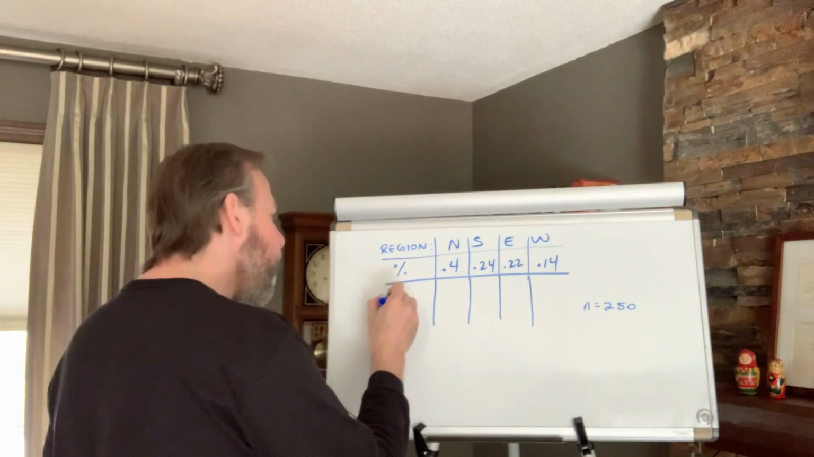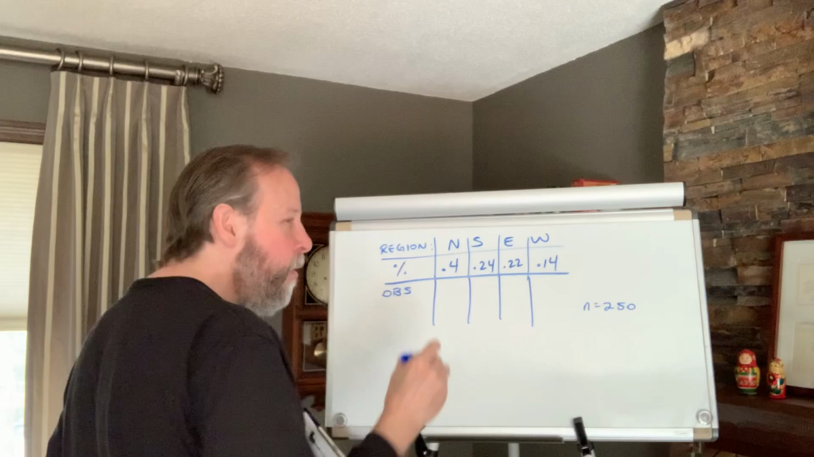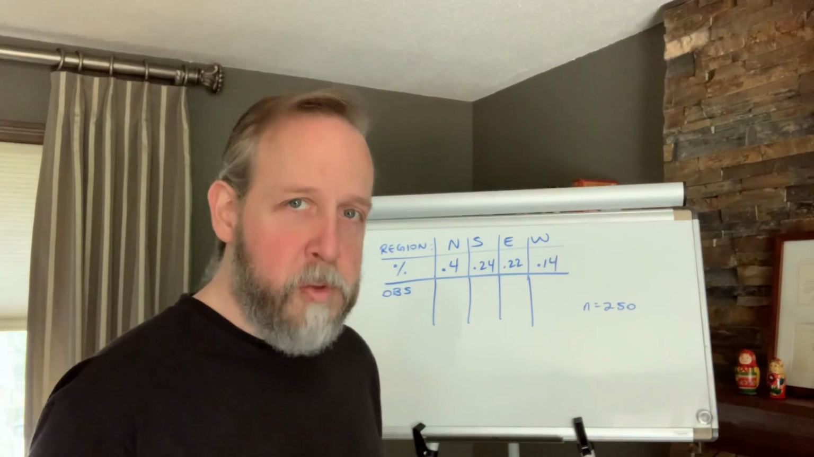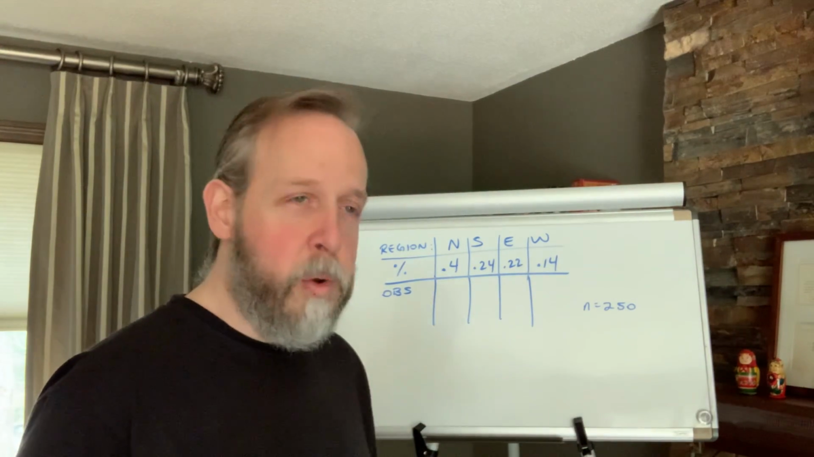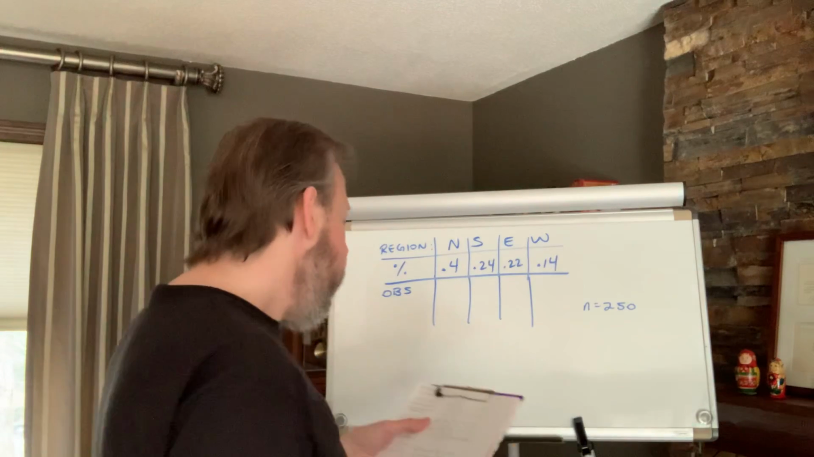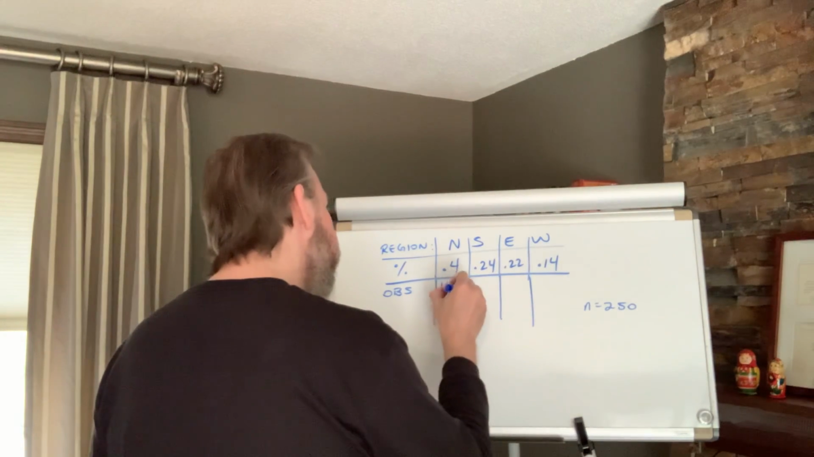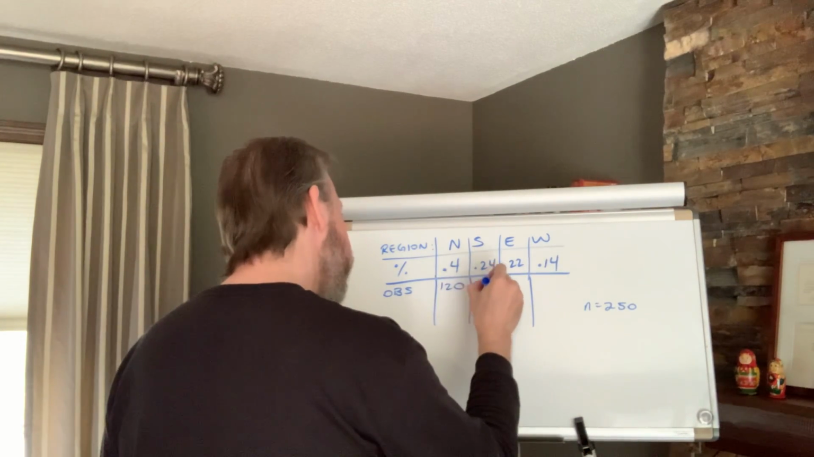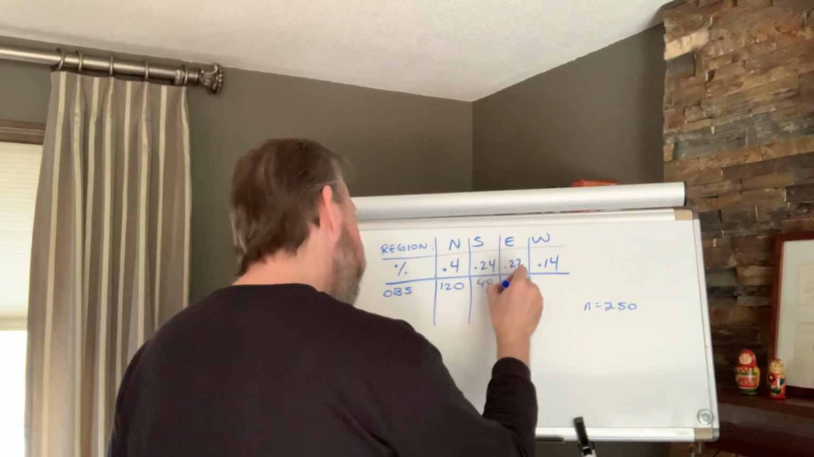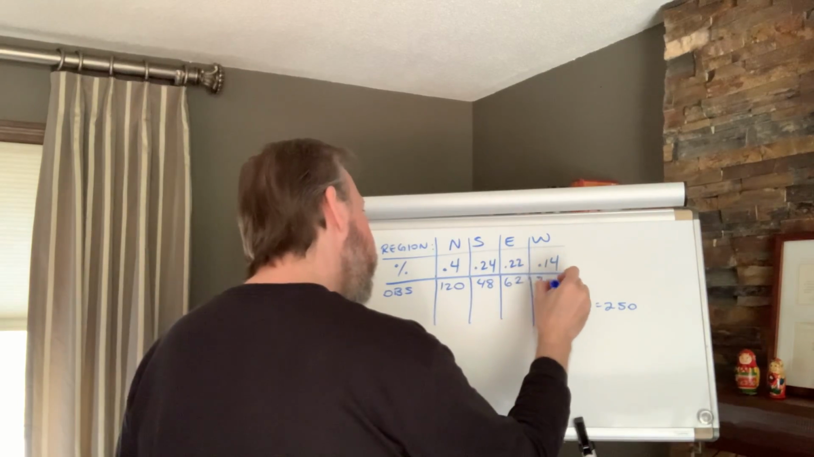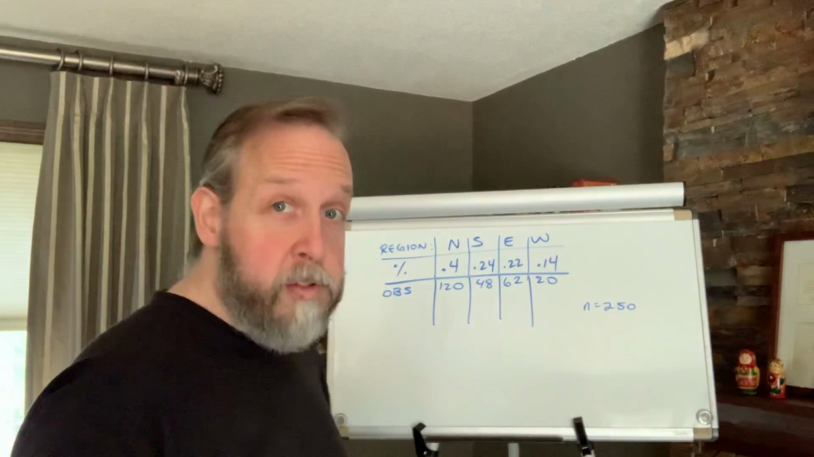And they give us the observations. So of the 250 people who come into the store, they ask them their question, what region are you from? Turns out 120 are from the north, 48 from the south. We get 62 in the east and 20 in the west. All right, so that's all well and good.